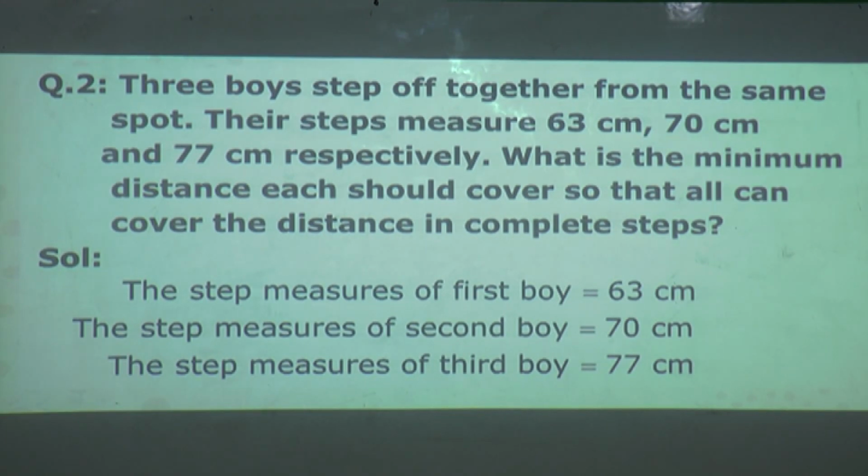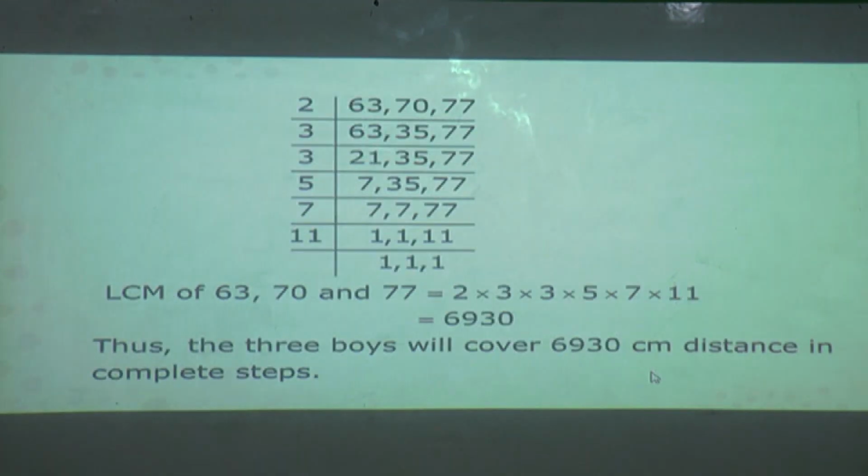So we have to find the minimum distance. To find the minimum distance, we have to find the LCM. See here, the step measure of the first boy is 63 centimeter, the second boy is 70 centimeter and the third boy is 77 centimeter. As we have 63, 70 and 77, to find the minimum distance we have to do the LCM. LCM we have to do by division method. We have to find the common multiples of all the numbers.